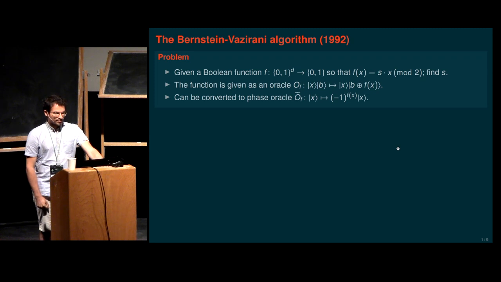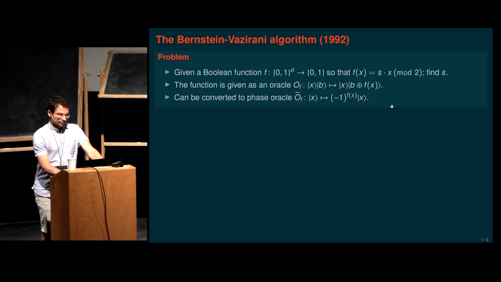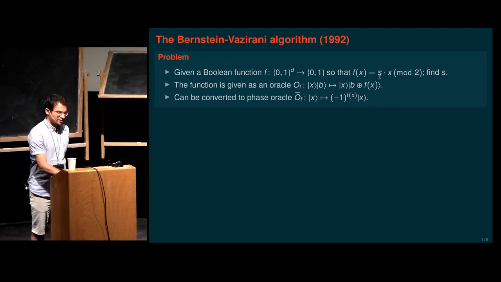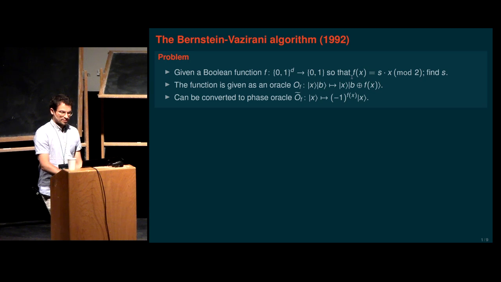You are given, the problem is the following. You are given some function, which is a linear function over Z2 to the d. And more precisely, you have some unknown s, which is an n-bit string. And your function is promised to be s times x modulo 2. What it means is that you take the product s times x coordinate-wise and sum them up modulo 2. And the goal would be to find s with making as few queries to this function f as possible.